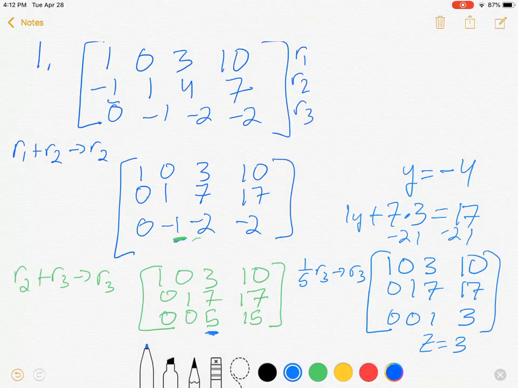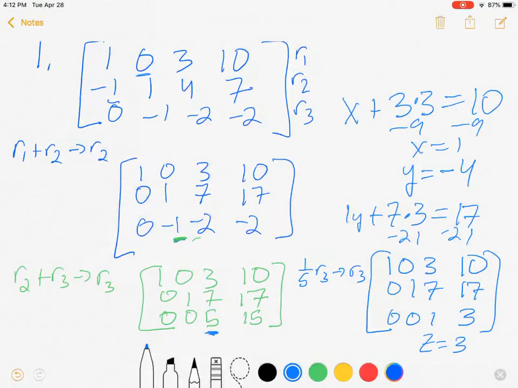So now I know z and y. I can come up and say, well, 1x plus 0 y's plus 3 z's, which is 3 times 3, has to equal 10. Now notice there's 0 y's. So I subtract 9. I get x equals 1. So there's my solution. My solution is 1, -4, and 3. And I'm done.